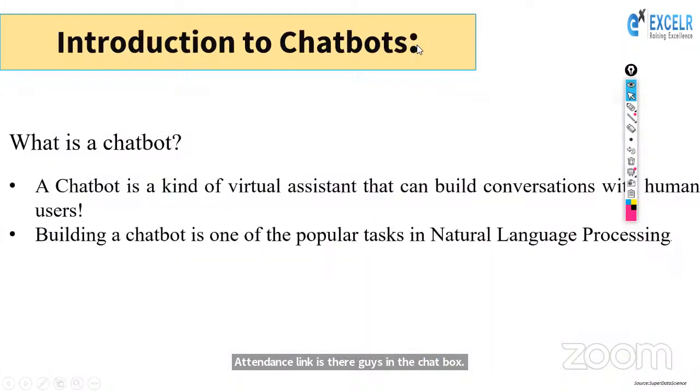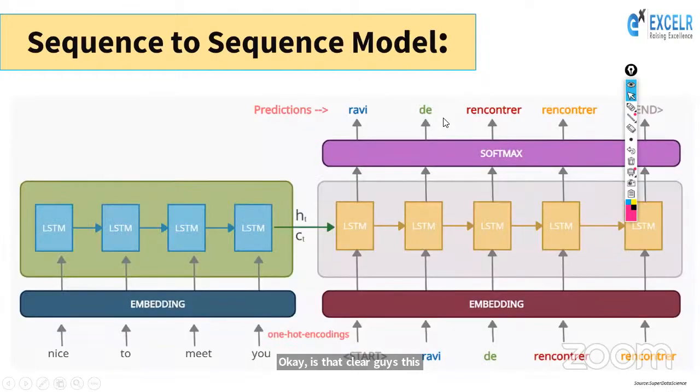Okay, is that clear, guys, this part? Any doubt or any confusion in understanding the basic architecture of the sequence to sequence model? Anyone? Okay, there is one question: what are the inputs in the decoder part? So let me share my screen to show you.